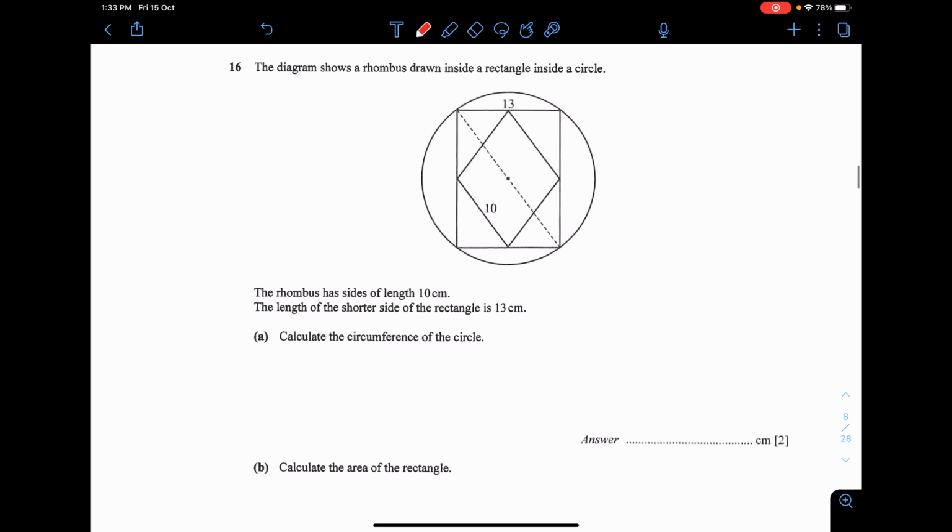Next, question 16. Rhombus, the length of 10 cm. So the rhombus is the one that looks like a diamond. There's a rectangle. The width is 13. Find out the circumference of the circle. I need to find the radius then.